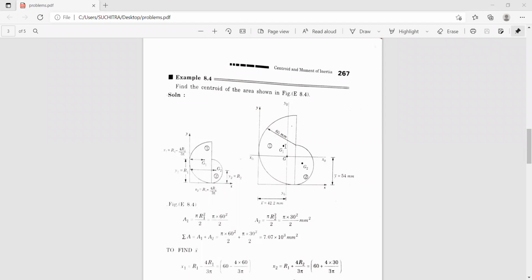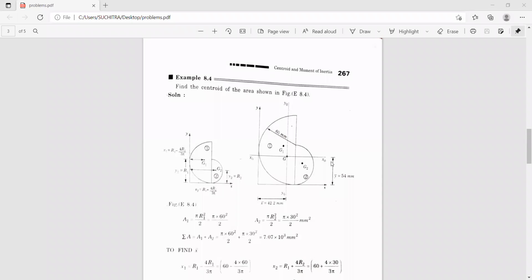Now you can see here G1. G1 is nothing but the geometric center of the first semicircle, and G2 is the centroid of the second figure. And this G is the geometric center of these two semicircles, through which the x0 and y0 axes pass. For this G, you have to calculate the x bar and y bar values.